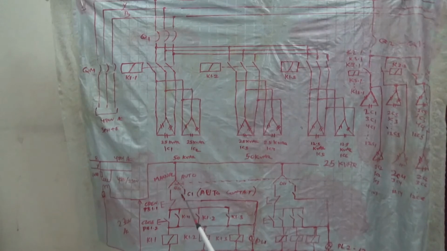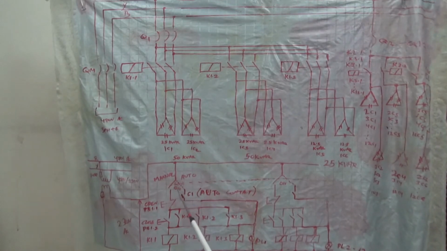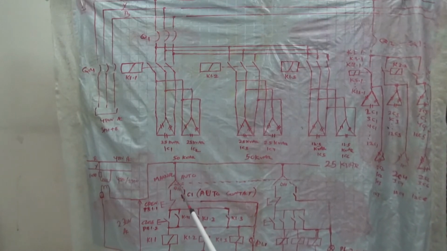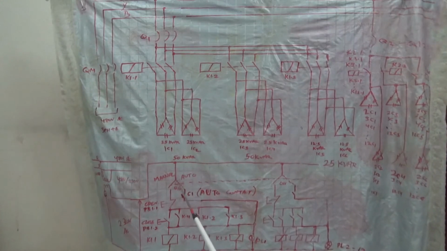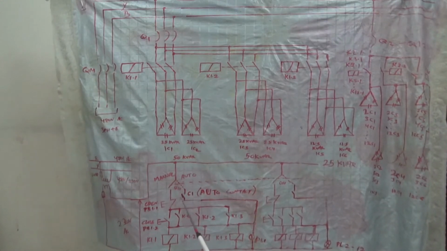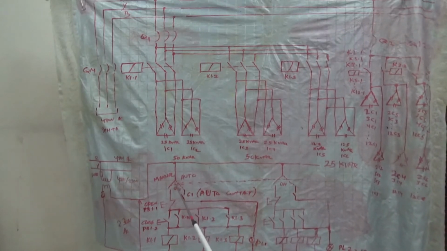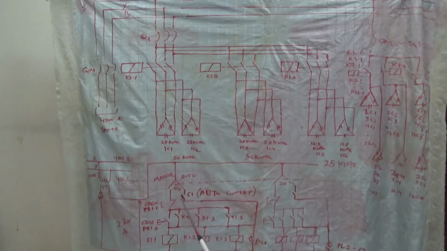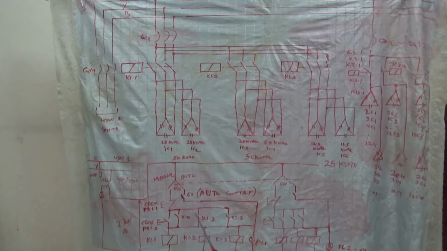And there is a center position on the auto manual switch. When you want to de-energize the system, if you don't want to operate in either auto or manual mode, you can put it in center position. Or if you want to do some maintenance or repair work, you can put this in center position.